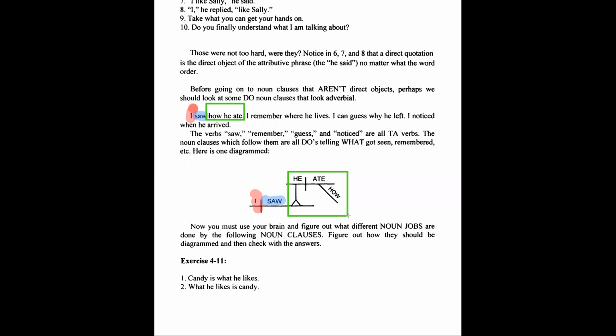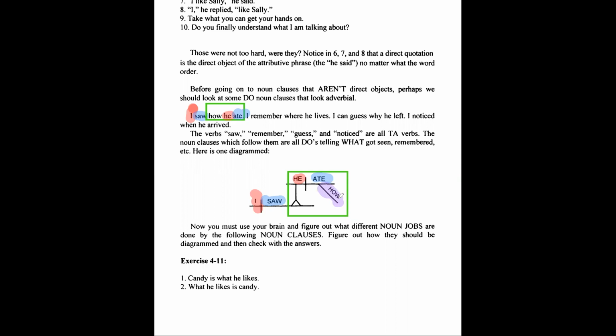But that direct object has a subject, he, has a verb, ate. And then the how, what's it doing? Well, it is an adverb, right? It's just modifying the verb ate. You can think of it almost like saying, I saw he ate how, which sounds strange. In English, we rearrange it. I saw how he ate. So the how here is still an adverb. Only it's a single adverb.